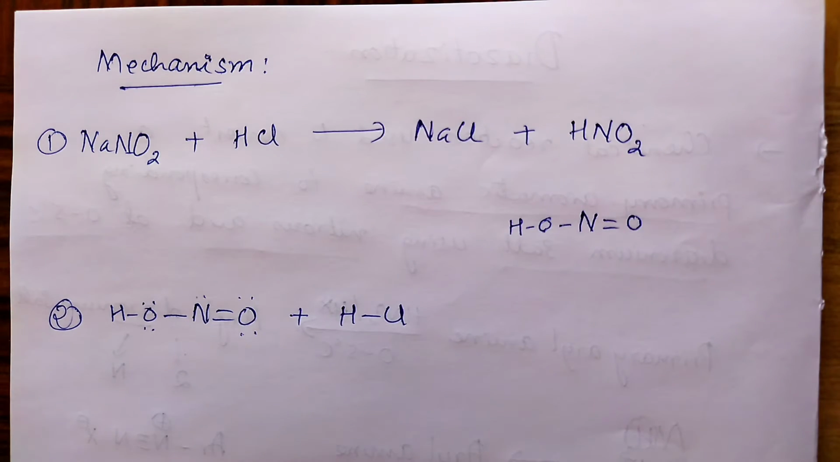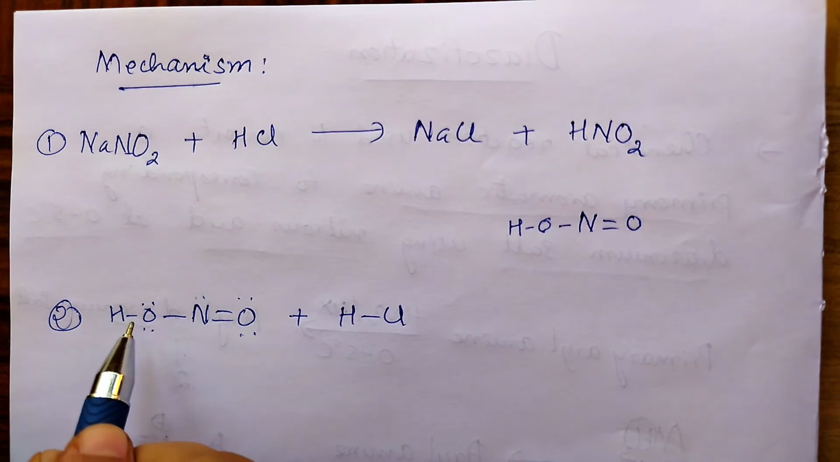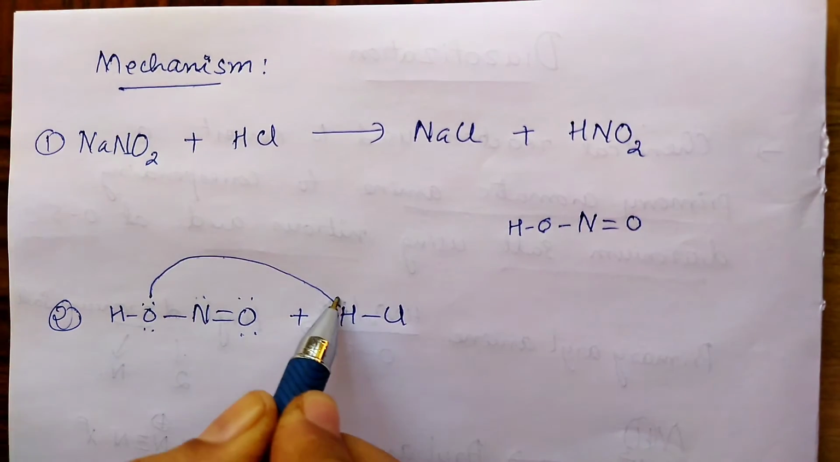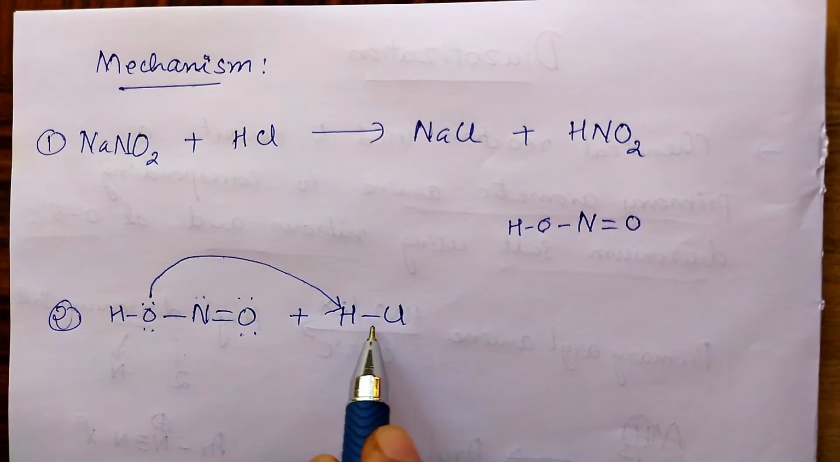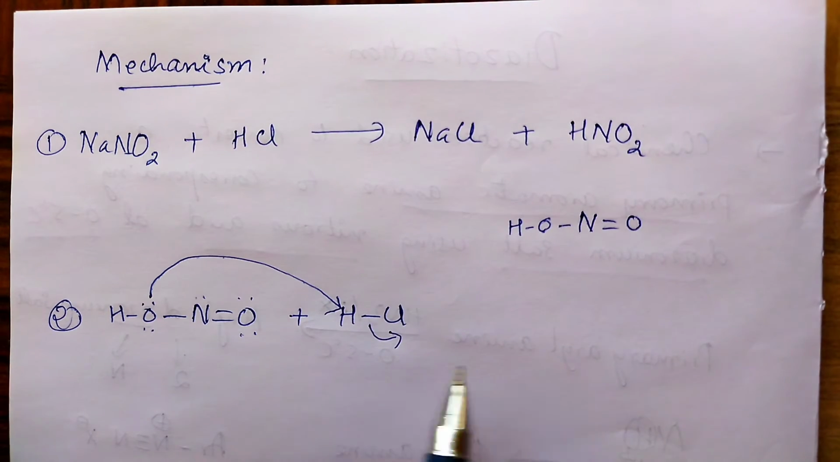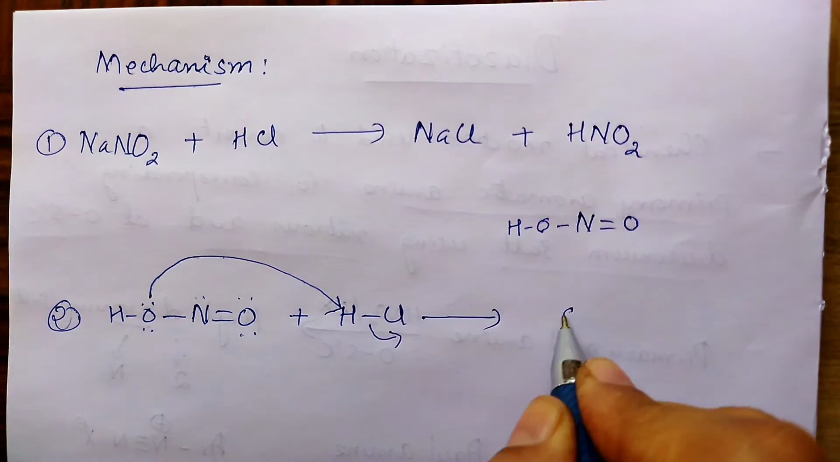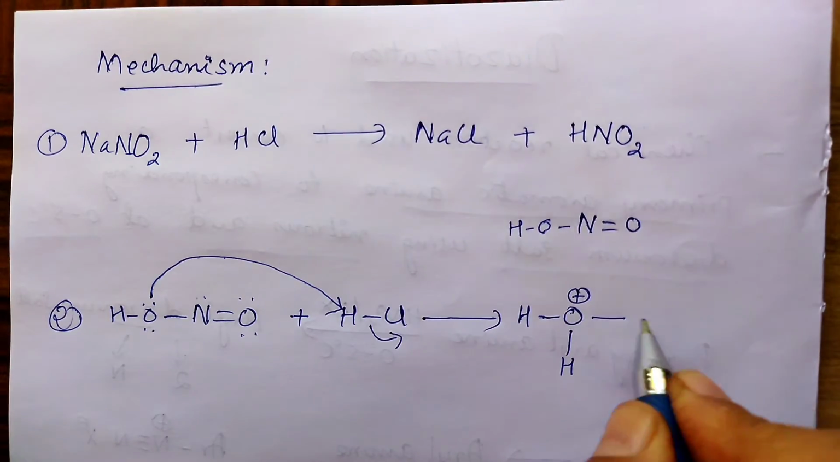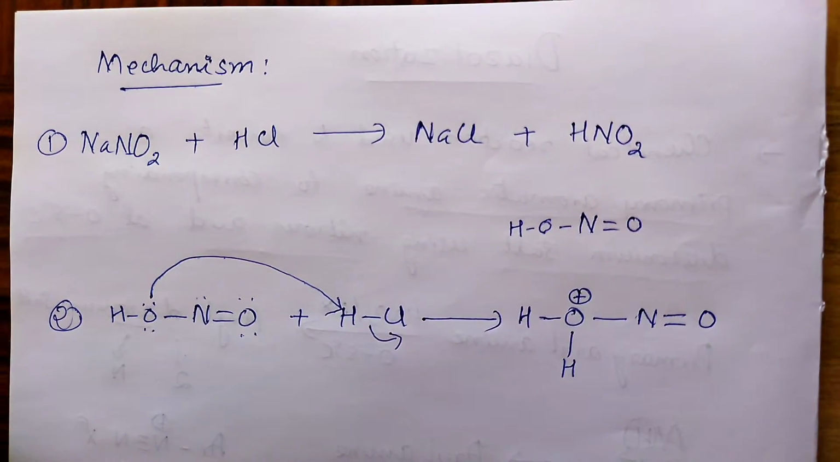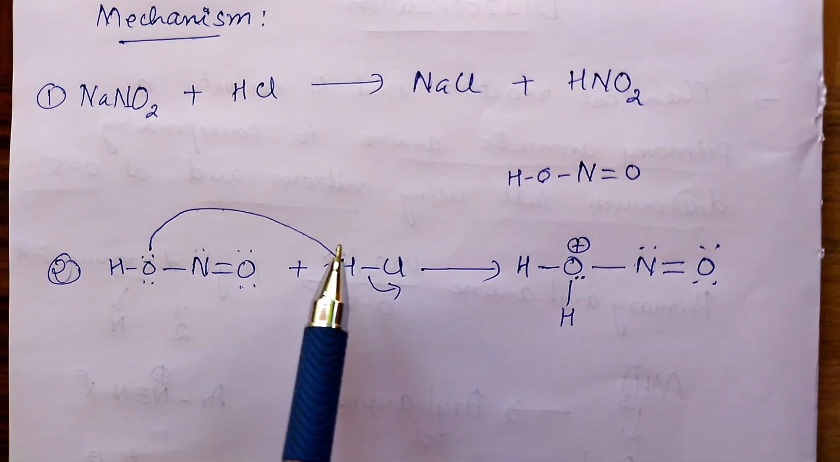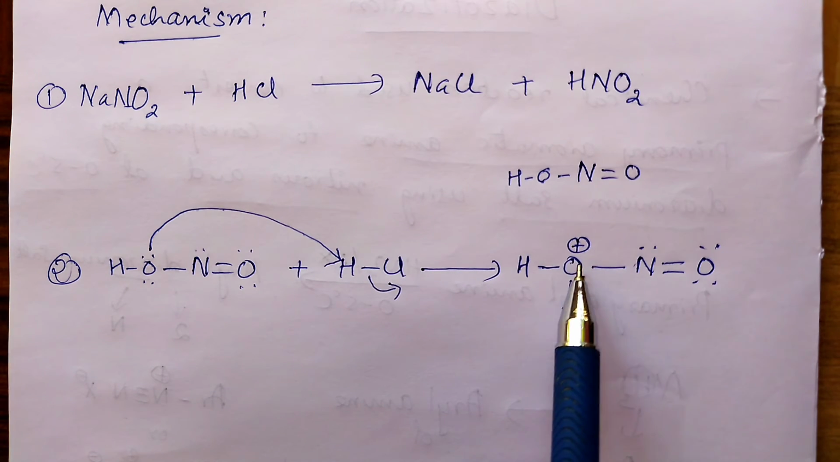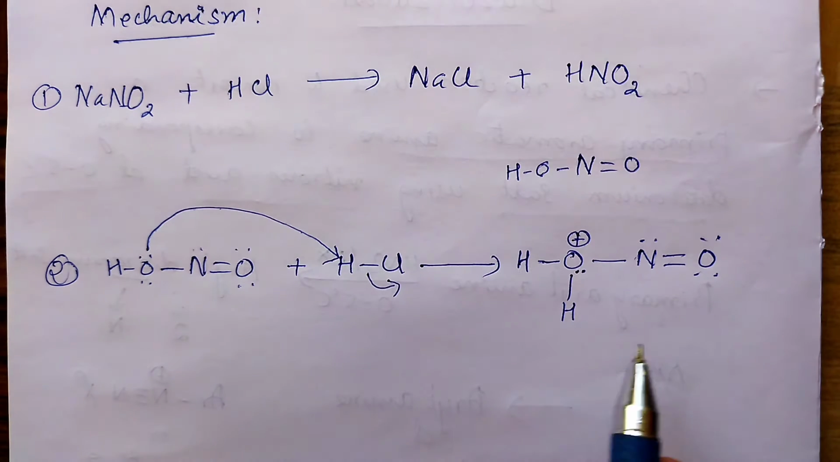In the second step, nitrous acid reacts with H plus ion of hydrochloric acid. The lone pair of electrons on oxygen attacks the H plus ion of HCl, thereby the hydrogen chlorine bond breaks in this fashion. So we get something like this. The lone pair of electrons on oxygen is donated to the H plus ion. That's why a positive charge is developed over oxygen. This system is not stable as there is positive charge over electronegative oxygen. So how can we stabilize it? It is simple.